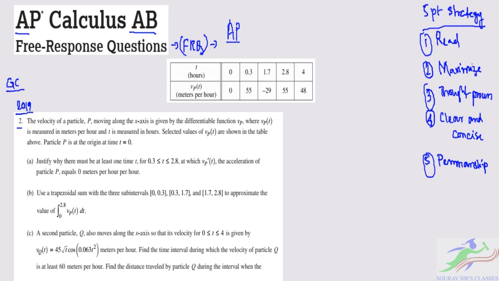It says that the velocity of a particle P moving along the x-axis is given by the differentiable function vP, where vP(t) is measured in meters per hour and t is measured in hours. Selected values of vP(t) are shown in the table above, and particle P is at the origin at time t = 0. So let's move to the question, part A. You have to solve this one by one.